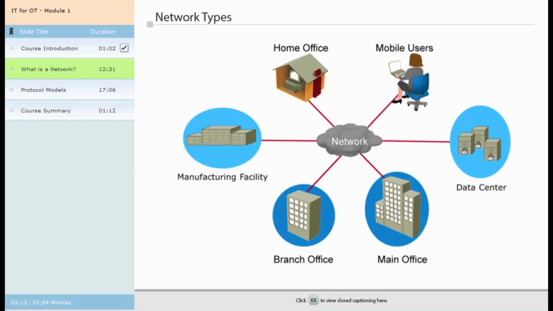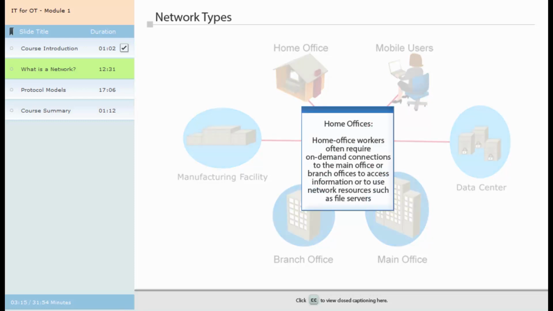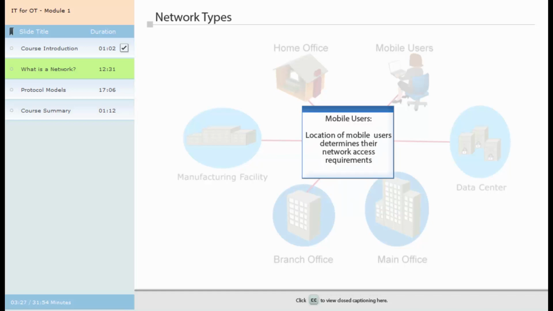When individuals work from home, the location is called a home office. Home office workers often require on-demand connections to the main office or branch offices to access information or to use network resources such as file servers. Mobile users connect to the main office network while at the main office, at the branch office, or traveling. The location of the mobile users determines their network access requirements.